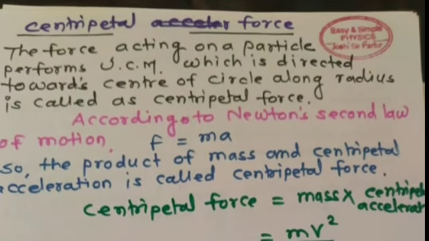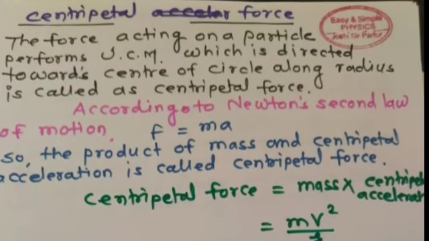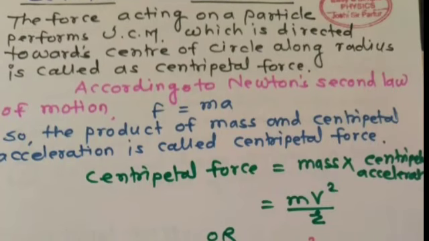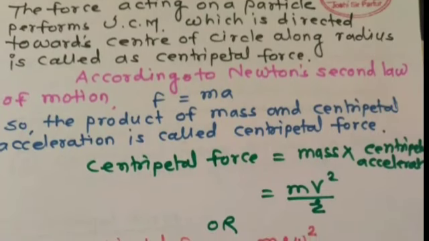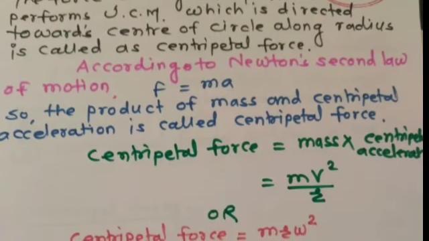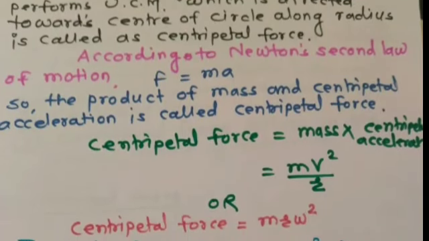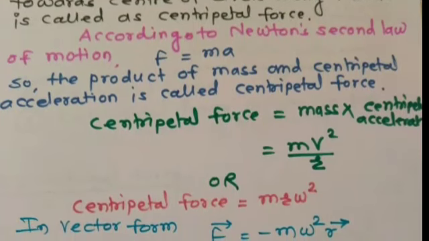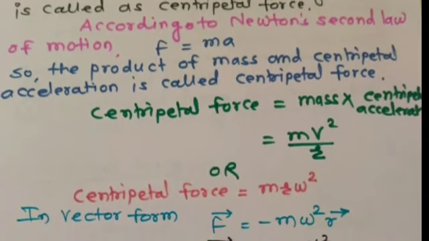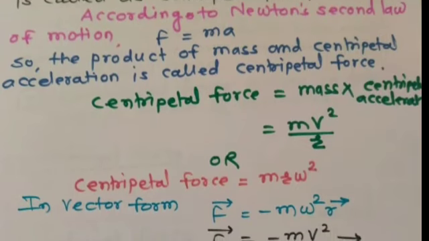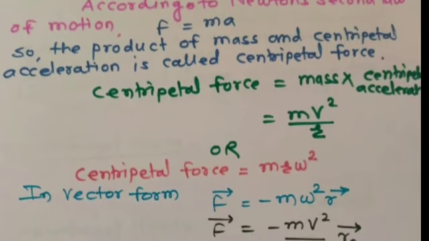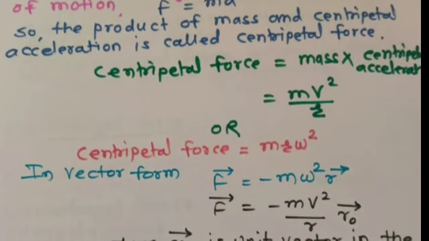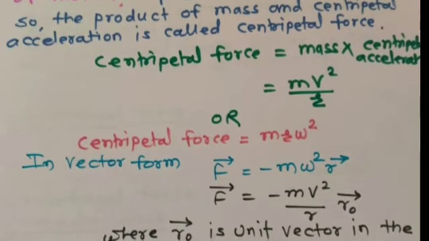Let us see centripetal force. The force acting on a particle performing uniform circular motion which is directed towards the center of the circle along the radius is called centripetal force. According to Newton's law of motion, F equal to ma. So, the product of mass and centripetal acceleration is called centripetal force. Therefore, centripetal force equal to mass multiplied by centripetal acceleration, which is equal to mv square upon r, or centripetal force is equal to mr omega square.